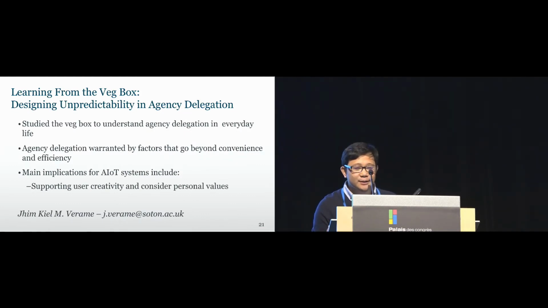So to conclude, in this presentation, we describe the findings of a qualitative study which seeks to understand agency delegation to an inherently unpredictable service through the veg box scheme. Our findings reveal how people incorporated unpredictability in their everyday life and that agency delegation is warranted through different factors, some of which go beyond convenience and efficiency. Our design implications suggest that future AIoT systems, autonomous IT systems, will need to support people's diverse values and creative practices to encourage people to engage with such systems.